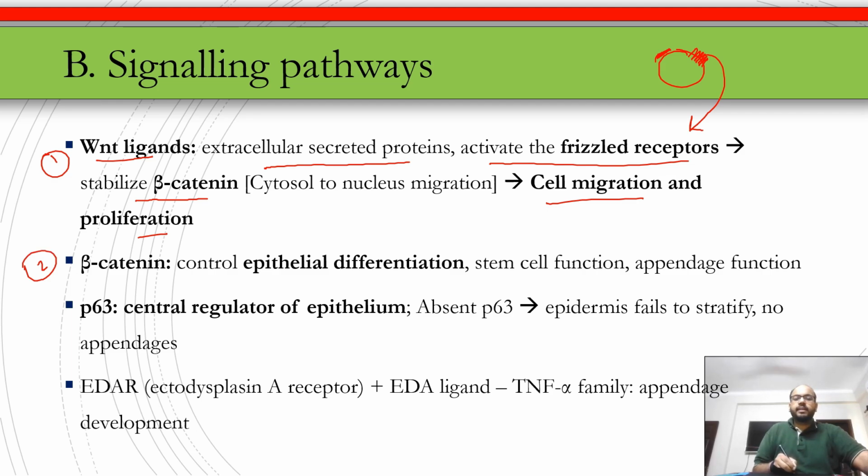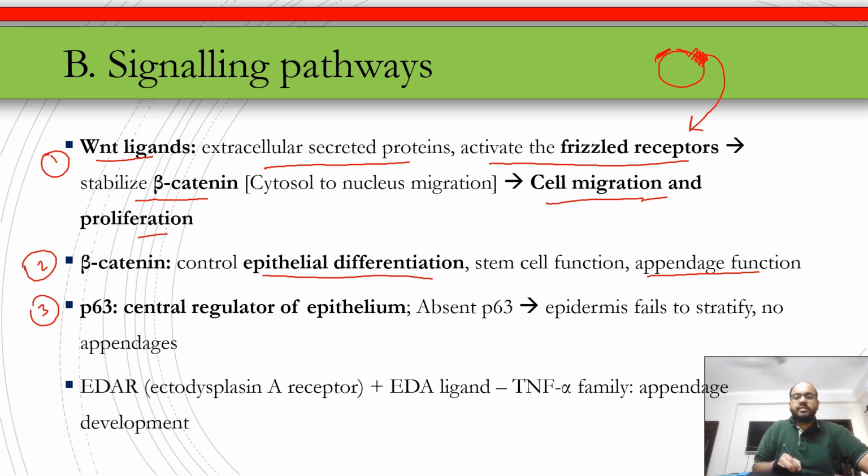Now, beta-catenin controls epithelial differentiation. That means in our body, there are different kinds of epithelia. You have different epithelia in the oral mucosa, different in genital mucosa, different in the anal mucosa, different in skin. This is totally different. So this differentiation is controlled by beta-catenin because it is controlling cell migration and proliferation. That means it is responsible for what kind of cell will reach eventually where. Okay. It is also needed for appendage function.